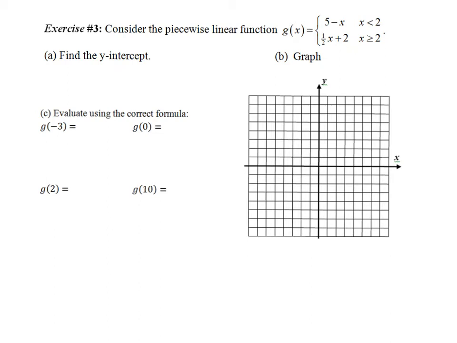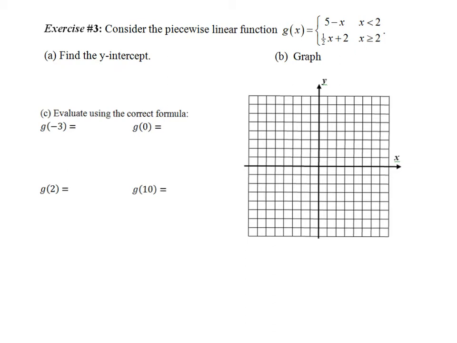For example number 3, we're going to consider the new piecewise function g of x. G of x is equal to 5 minus x, where x is less than 2, and 1/2 x plus 2, where x is greater than or equal to 2. So notice that this time, the place where the function changes value is at the x-coordinate of 2.